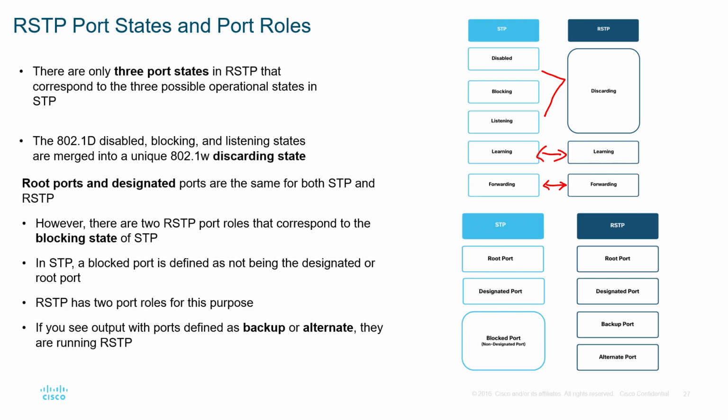With regard to your ports, root ports and designated ports are the same for both. However, there are 2 RSTP port roles that correspond to your blocking state. In STP, a blocked port is defined as not being the designated or the root port. RSTP has 2 port roles for this purpose. So if you see output with ports defined as backup or alternate, you are running RSTP. So in this instance, these 2 are mirrored, and this one breaks out into 2 different states.